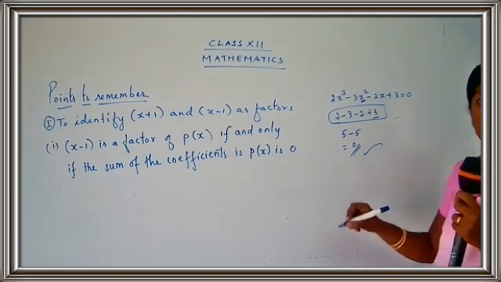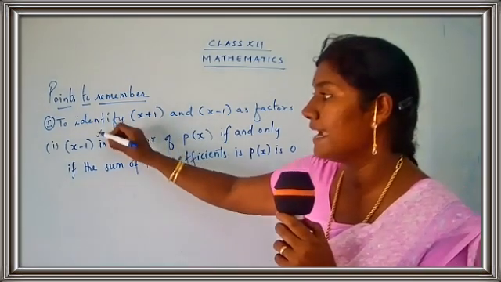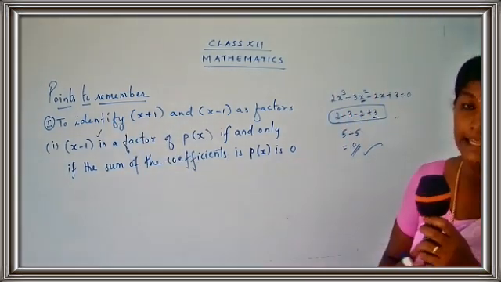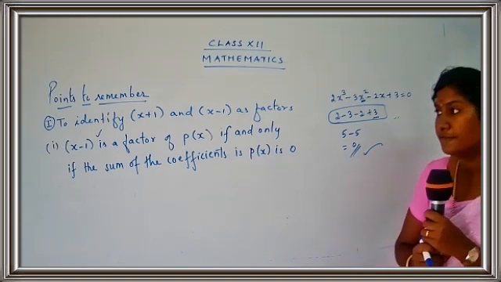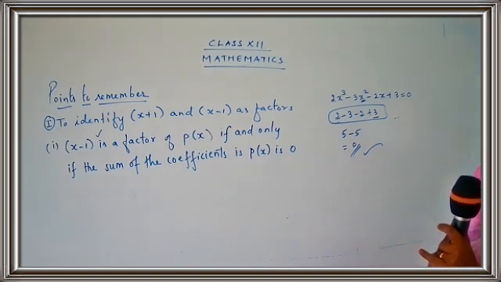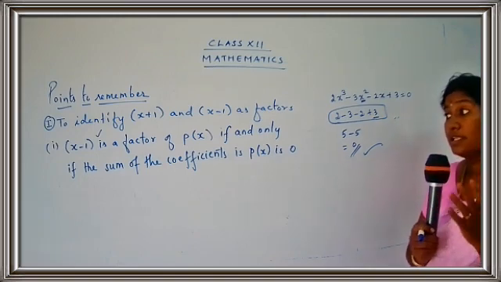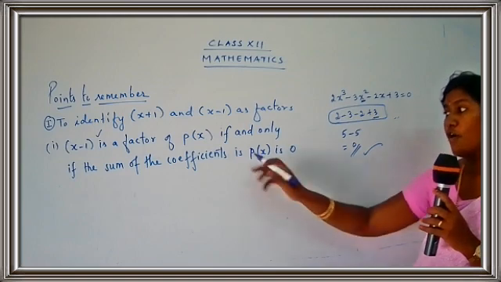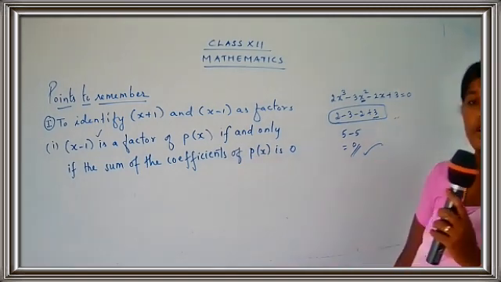And when you get such a case, you have to say that x minus 1 is a factor directly. You getting my point, children? Are you clear with the first point? What is the first point? x minus 1 is a factor of p(x) if and only if the sum of the coefficients of p(x) is 0.